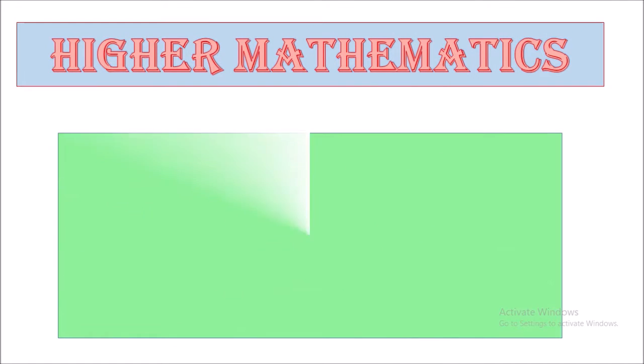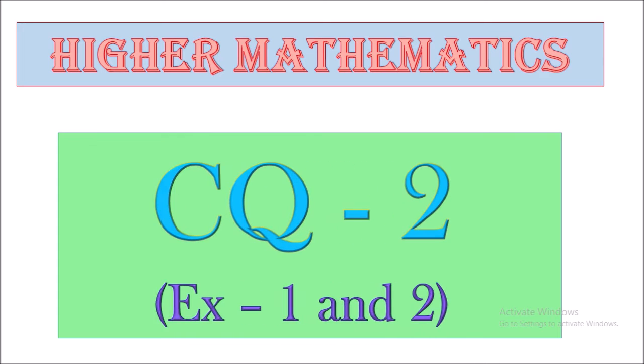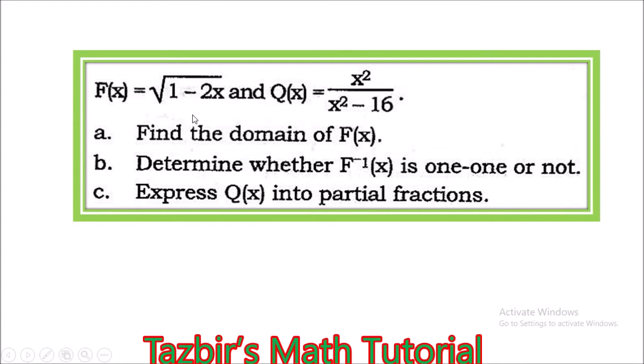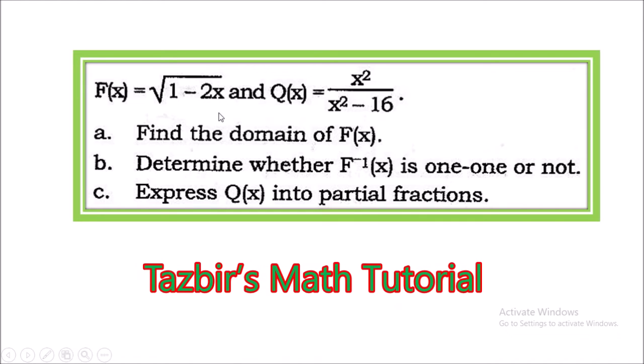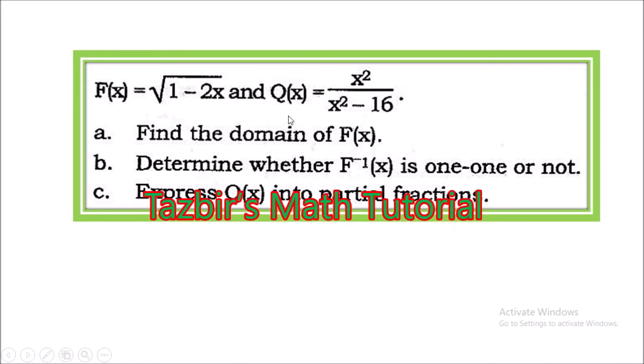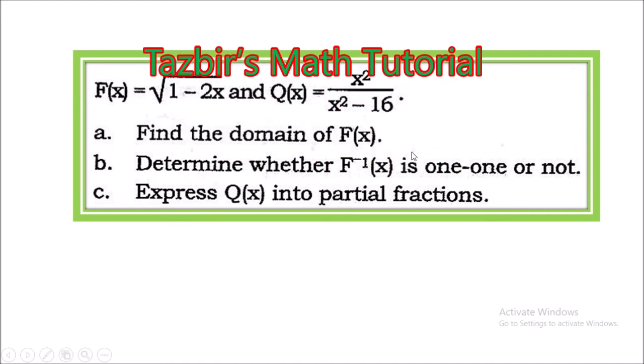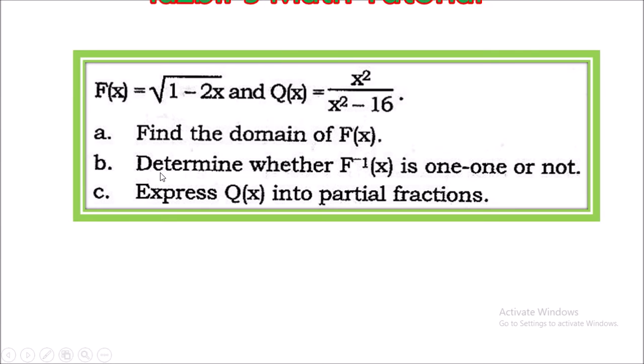Today we are going to solve another CQ of higher mathematics, exercise 1 and 2, related maths. So here is the question. You can see that f(x) = √(1 − 2x) and q(x) = x²/(x² − 16). Number A, find the domain of f(x). Number B, determine whether f inverse(x) is one-one or not. And number C, express q(x) in partial fractions.